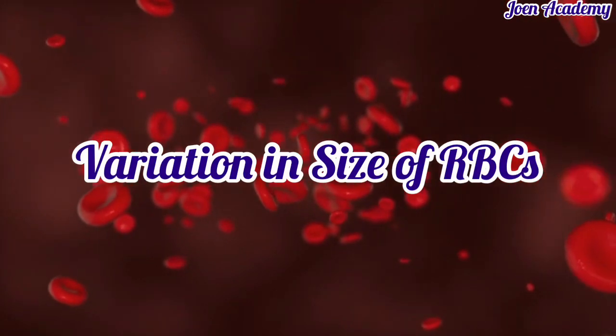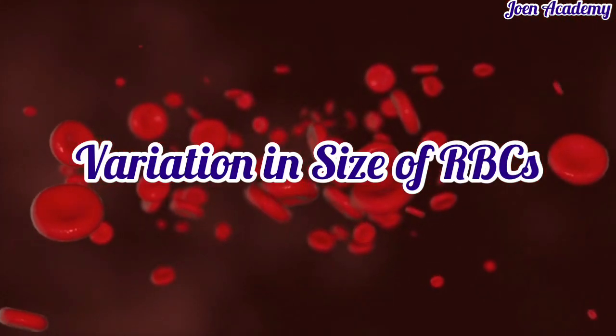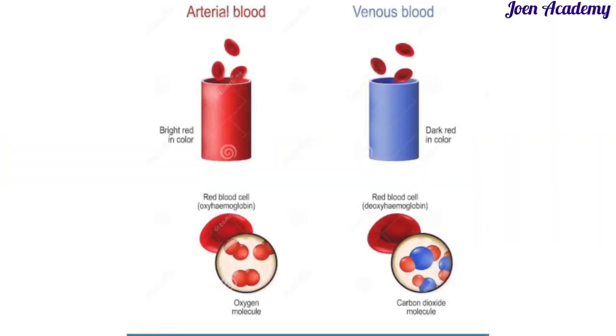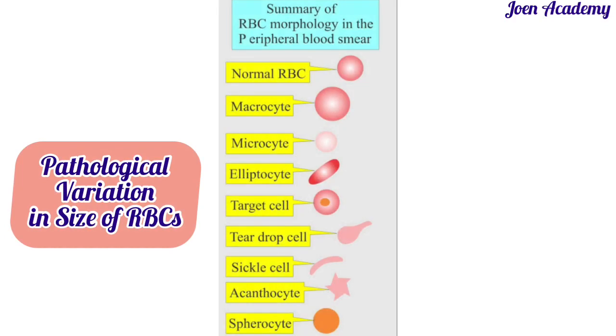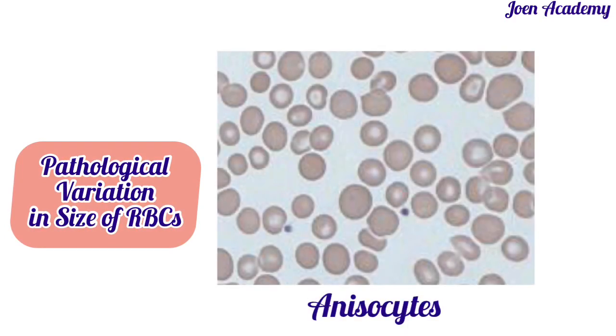For variation in size of the red blood cell, under physiological condition, the size of the red blood cell that is in the venous blood is a bit larger than that of the ones that are in the arterial blood. But under pathological condition, the variations of the red blood cell are microcytes, macrocytes, and anisocytes.